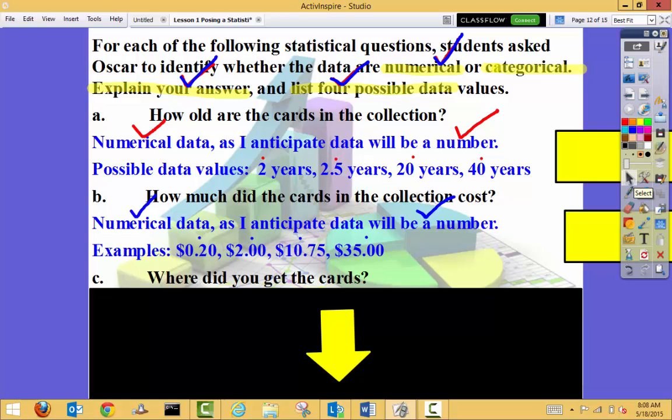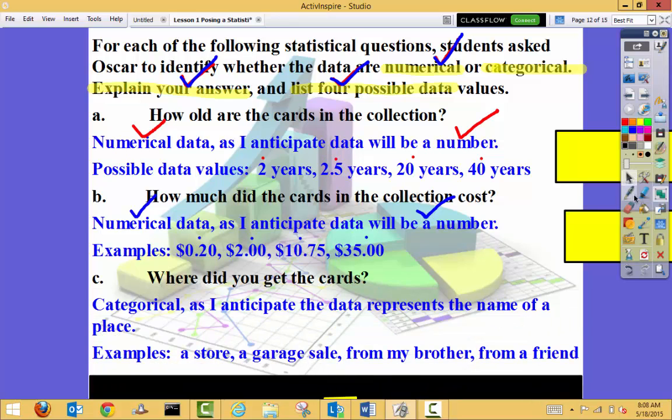Let's look at this next one. Where did you get the cards? This one is categorical. Why? Because I'm expecting a store. Categorical. And I'm expecting it to be the name of a store or place. So that's my explanation. Where'd you get them? I got them from my friend. That's not a number. So that's going to be the name of a place or a category. Then four possible examples. Let's see. Store, garage, brother, friend. So there's my four. So notice how there's only one question right here, but there's still those three parts that it's asking me to answer.